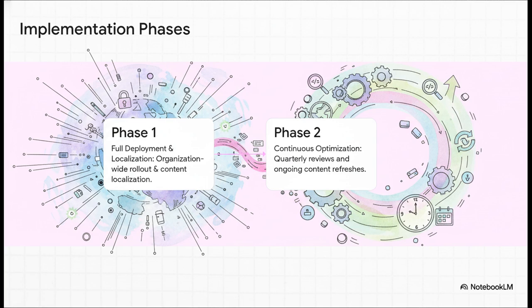The whole thing really boils down to 2 main phases. Phase 1 is the big one, full deployment and localization. This is where you do the heavy lifting: the organization-wide rollout, the deep-dive content localization for your most important regions, and building up your own internal team skills. Then you move to phase 2, which is what makes it last, a continuous optimization partnership. This means you're doing quarterly reviews, you're refreshing content as new threats pop up, and you're planning ahead each year to keep the program evolving.